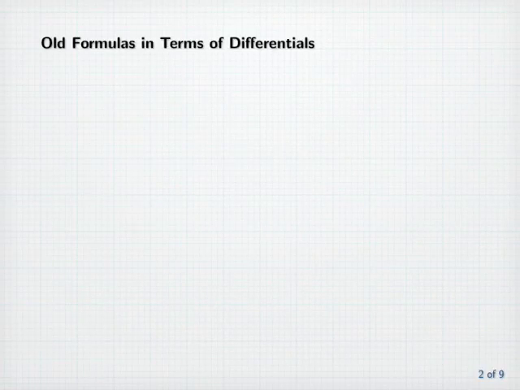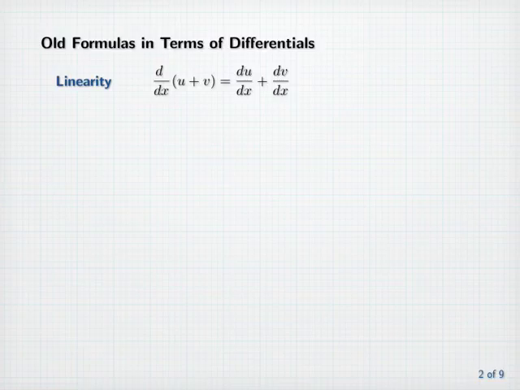Old formulas in terms of differentials. Each property of the derivative has a direct analog for differentials. Recall the linearity properties of the derivative. First, the derivative of the sum u plus v is equal to the sum of the derivatives. By multiplying both sides of this equation by dx, we have essentially the same rule for differentials. The differential of u plus v is equal to du plus dv.